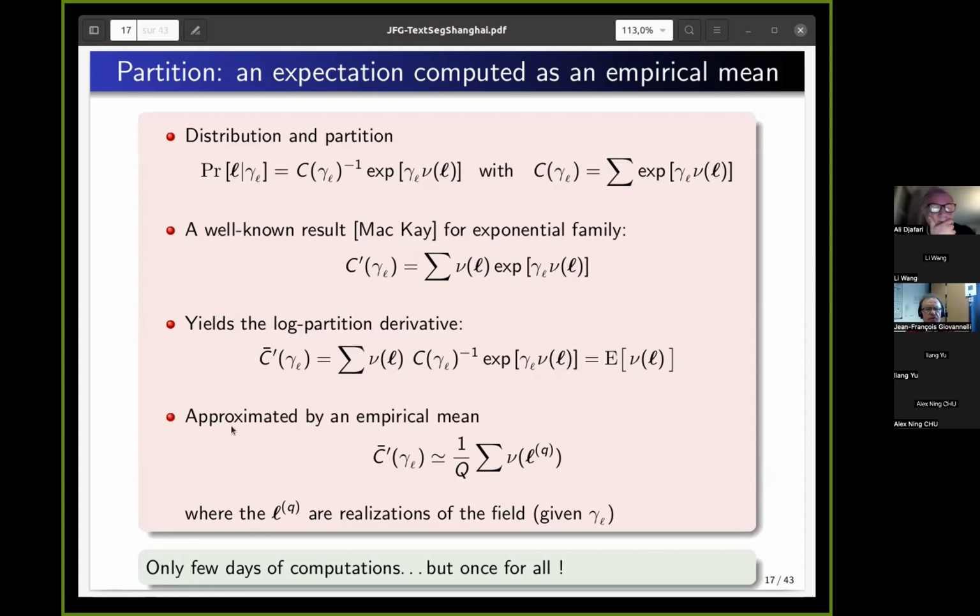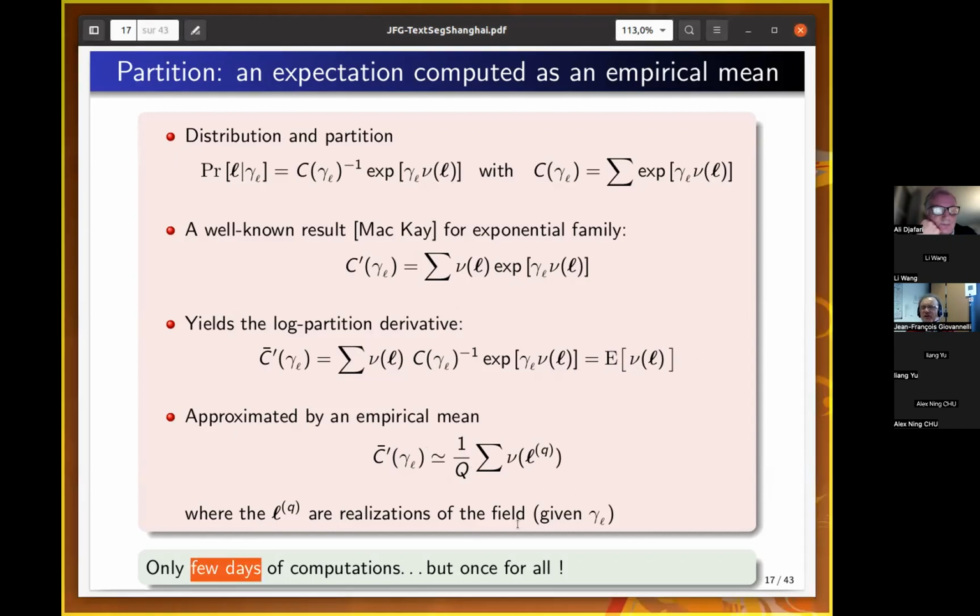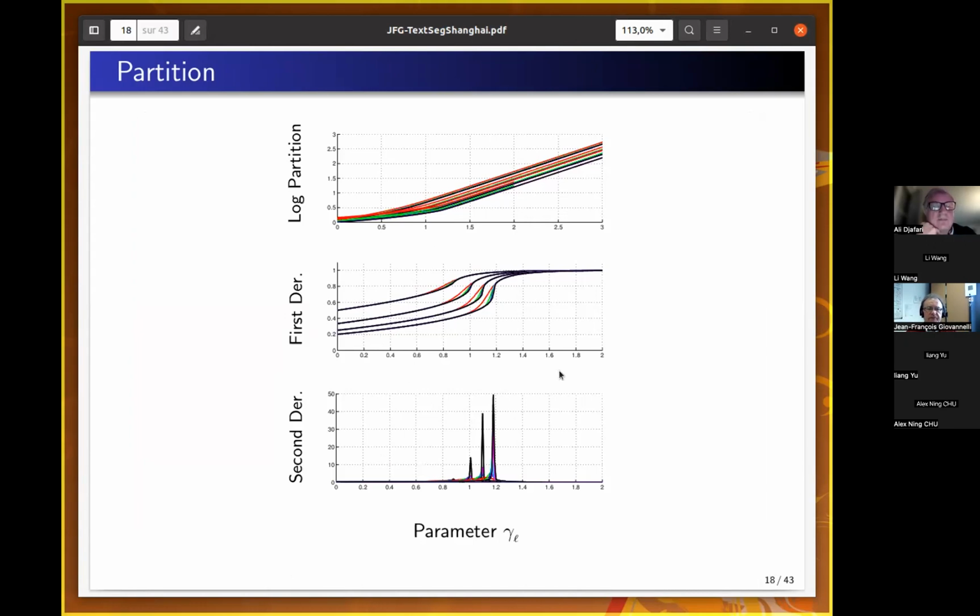And then we can approximate the expectation as an empirical mean. It took a few days of computations to sample a very, very large number of samples of POTS fields. For each sample, we just count the number of neighbor pixels with the same value. Then we have an approximation of the derivative of the log partition. We computed that for various image sizes and various numbers of classes: 1 class, 2 class, 3 class, 4 class, from small image to large image.